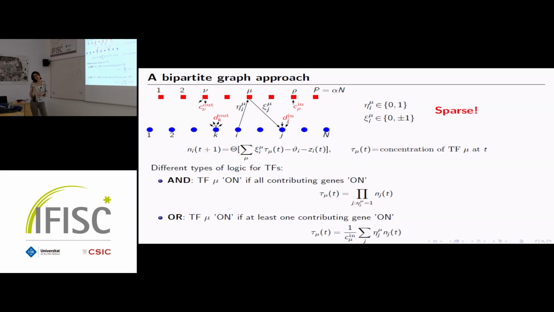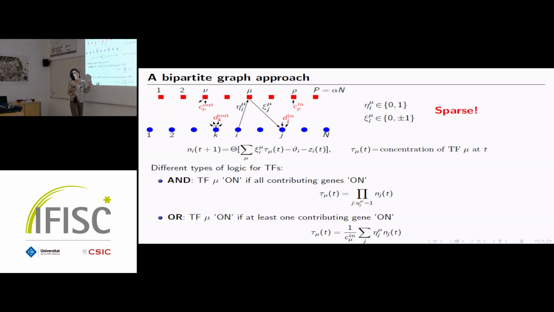Then we also considered a second version with the idea that sometimes nature finds alternative pathways. So maybe even if not all the proteins are around, but a few are around, some regulatory effects still follow. We refer to this as the OR logic. In this case, we take the transcription factor concentration to be equal to the number of active genes among those that contribute to transcription factor mu, divided by the total number of genes that contribute to transcription factor mu.